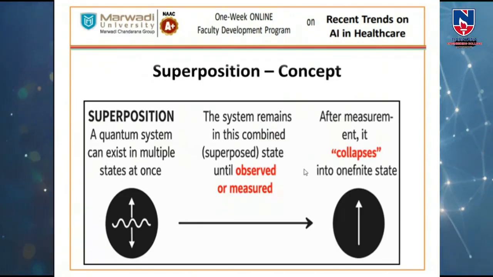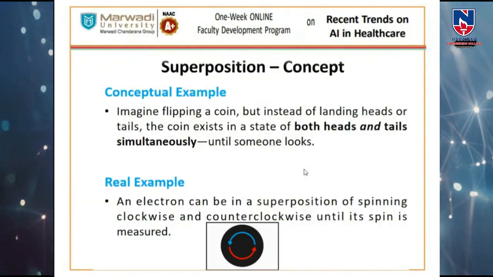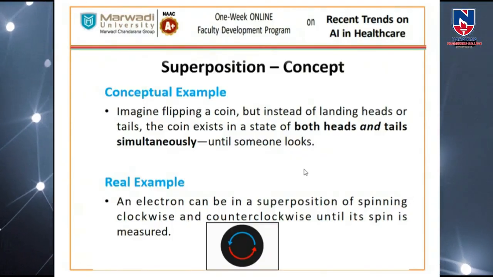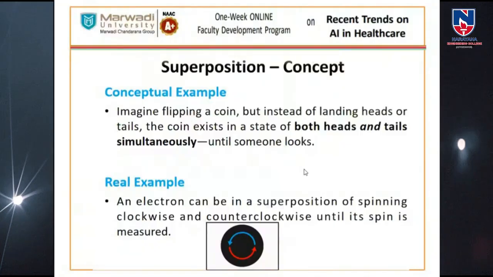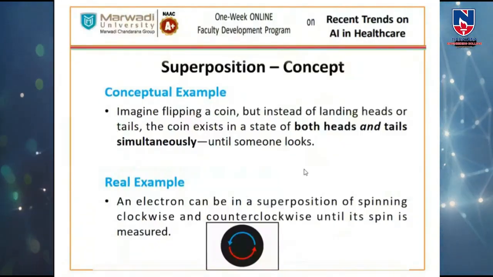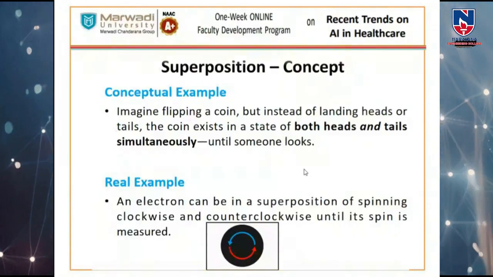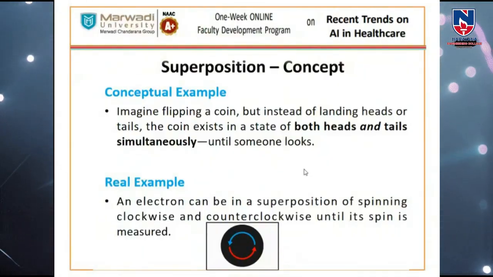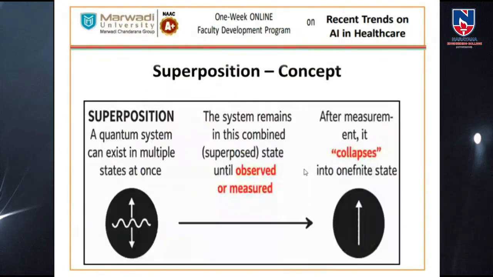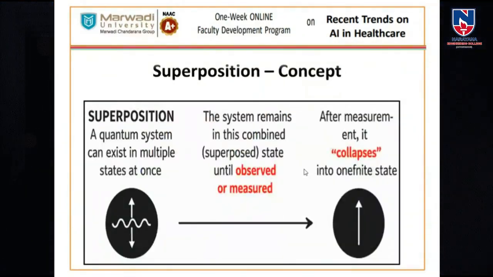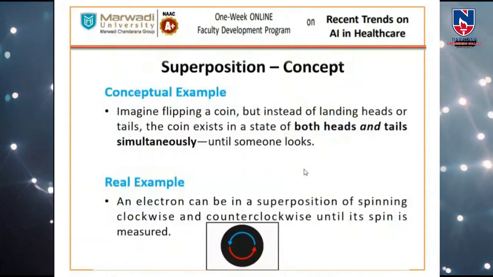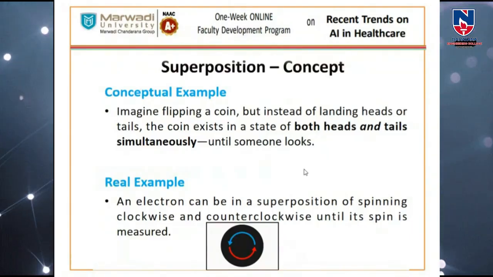I will come with one example. Right. See this. Imagine flipping a coin, but instead of landing heads or tails, the coin can exist as both heads and tails simultaneously until someone looks. Just try to correlate this with the scientific definition I gave on the previous slide, like the quantum state can exist in multiple states. Let's take a coin having both head and tail, right?